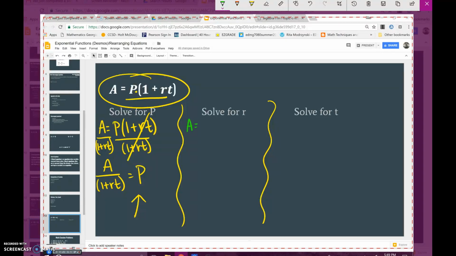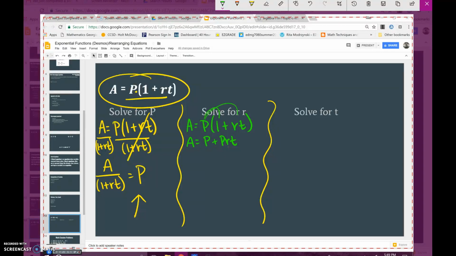So we have A equals P times 1 plus RT. I notice R is in the parentheses, so we've got to get rid of this P first because that P is being multiplied to everything. So we could do one of two things. We could use the distributive property and multiply it out, or we could divide P right away. Let's do distributive property just for something different. So P times 1 is P. P times RT is PRT.